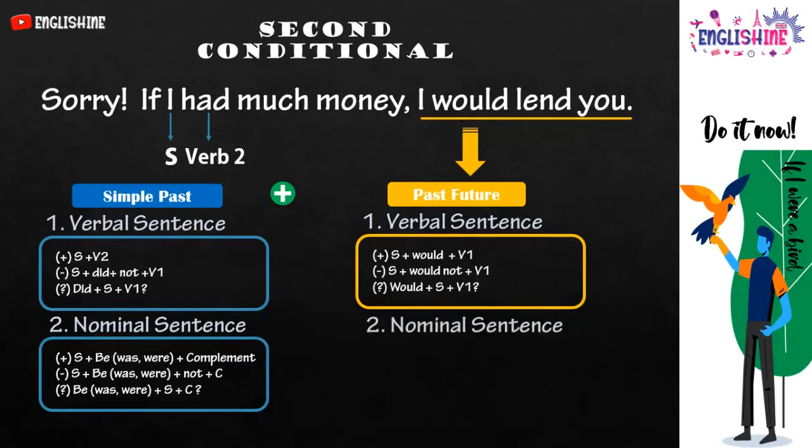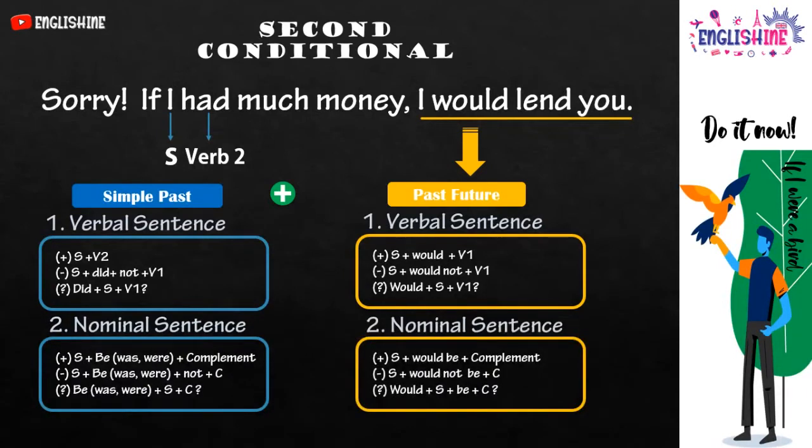And the second is nominal sentence. Here is the formulation of how to make it. There are positive using would be plus complement, negative just add not after would, and interrogative moving would plus subject and be in front of the sentence.